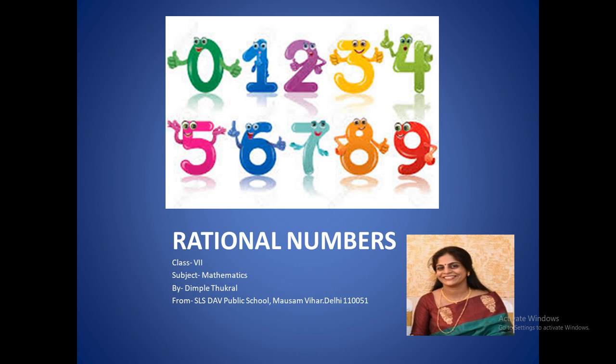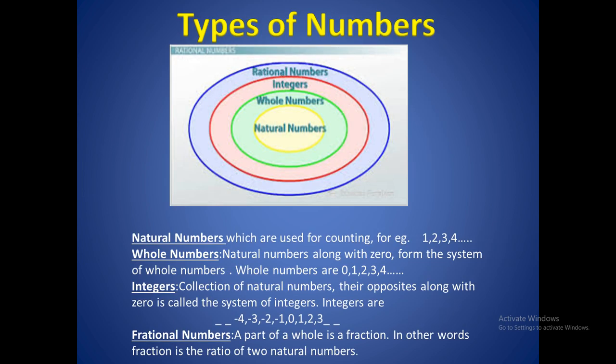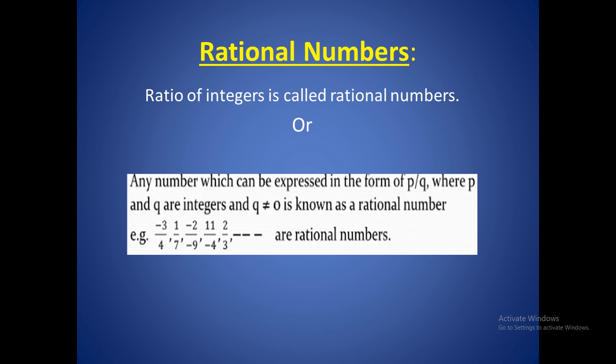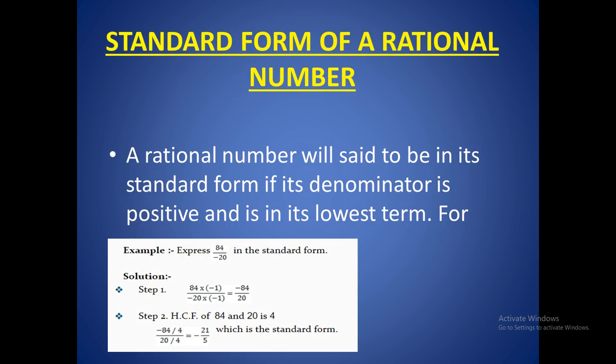Let's recapitulate the concepts and terms which we read in the previous class. We read about different types of numbers: natural, whole, integers and fractions. Then we read what rational numbers are and how to define them. Then we read what the standard form of a rational number is and how to convert any rational number into standard form.